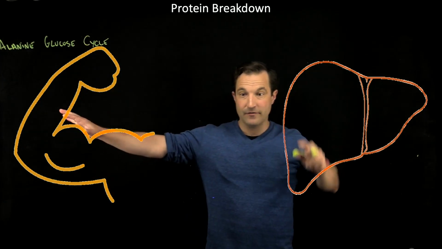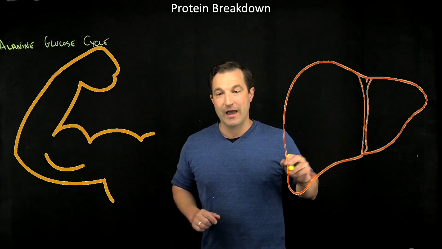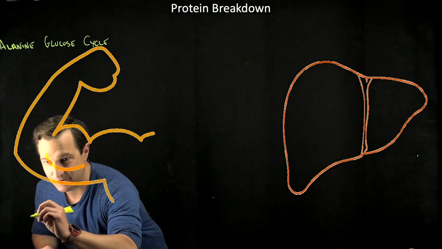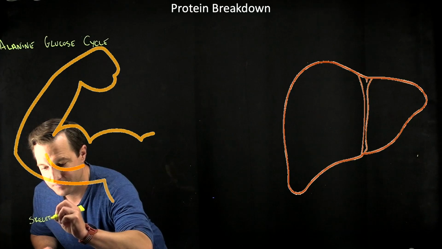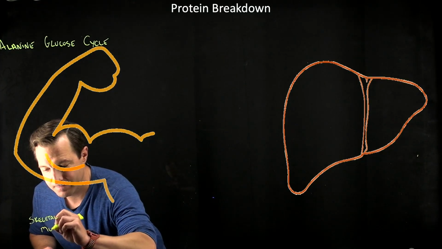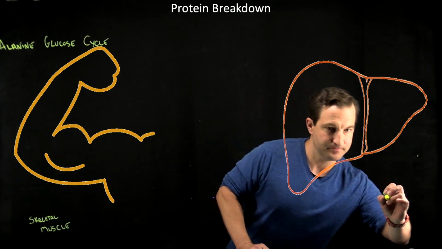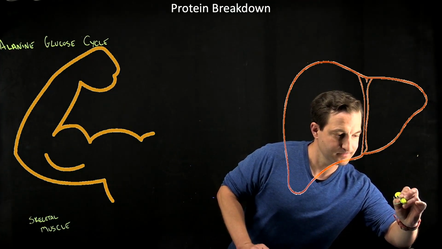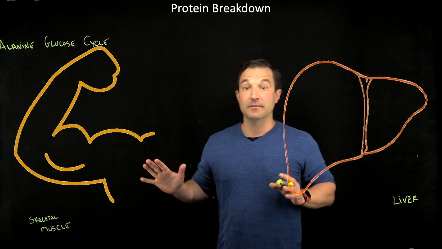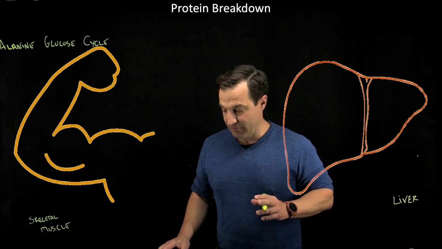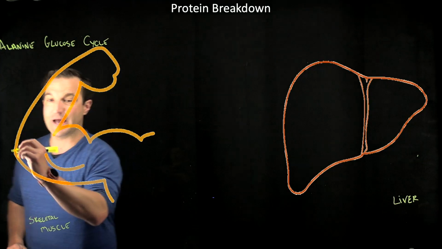And we have a nice silhouette, I believe, of my bicep right here. And we also have our liver. So I'm just going to put skeletal muscle, and liver. And these areas are going to be important for the removal of that nitrogen. So let's start over in the muscle with our amino acid.